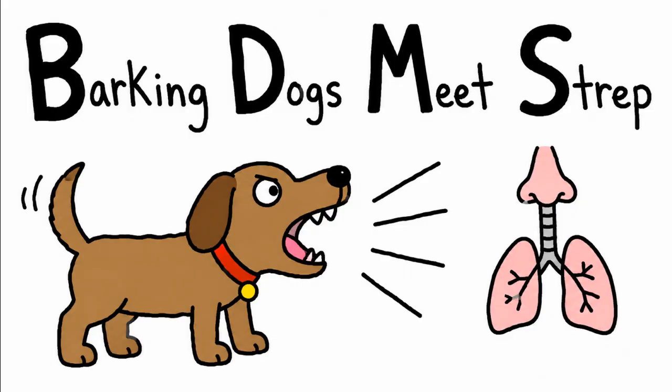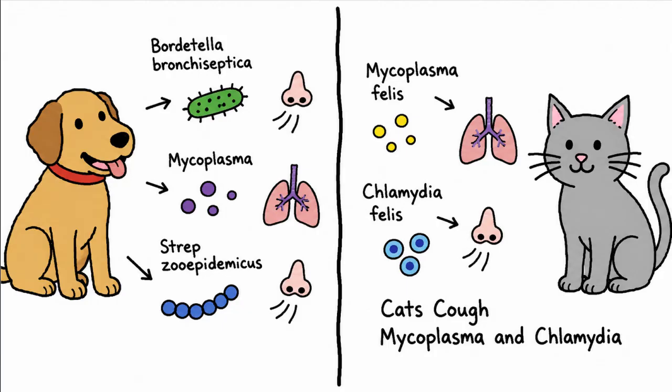For small animal respiratory disease, I use the phrase, barking dogs meet strep. That stands for Bordetella bronchiseptica, Mycoplasma species, and Streptococcus zooepidemicus. In cats, I change the phrase to, cats cough Mycoplasma and chlamydia. That reminds me of Mycoplasma felis and Chlamydia felis, which are important bacterial or atypical agents in feline respiratory disease, even though viruses are often involved too.